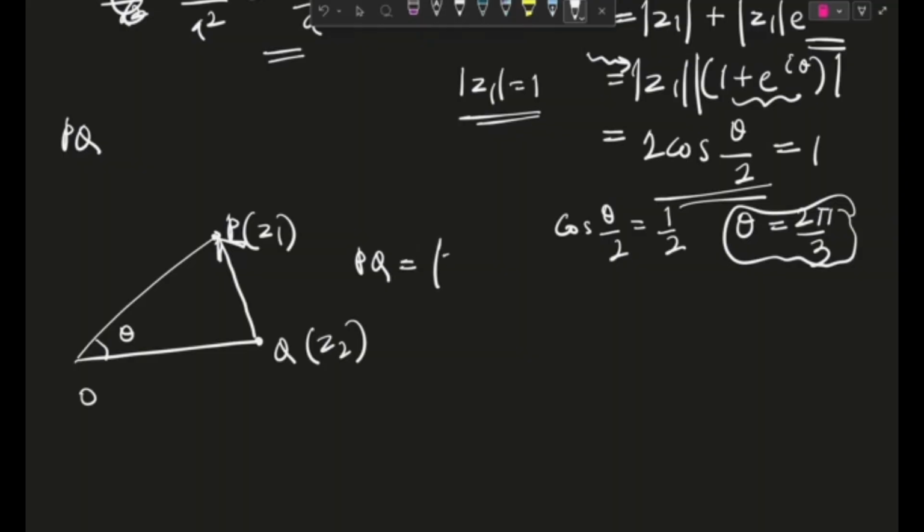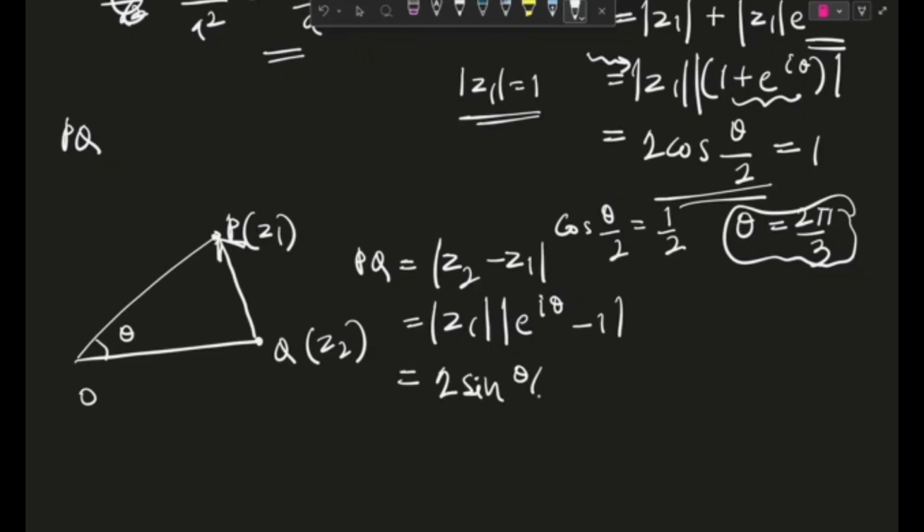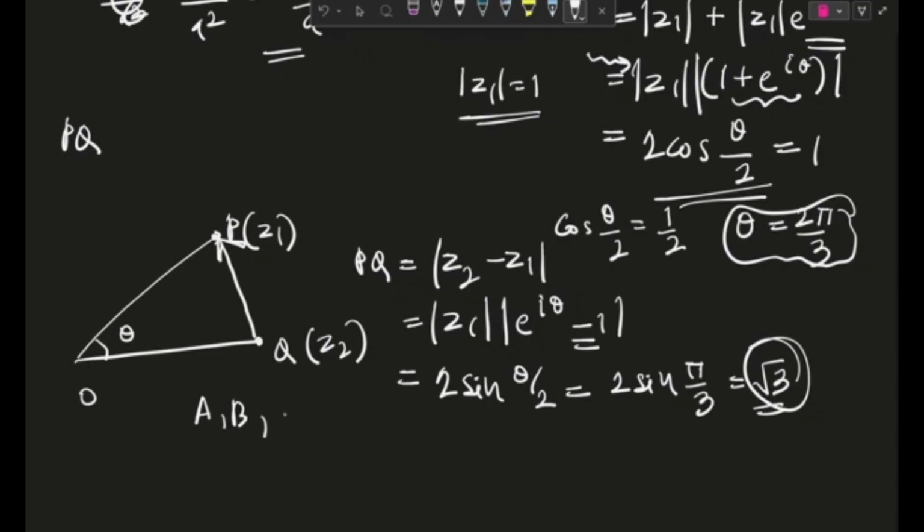So PQ is mod z2 minus z1, which is mod z1 times e power i theta minus 1. Now if you put cos theta plus i sin theta and manipulate, this is actually 2 sin theta by 2, because it's minus 1. So 2 sin theta by 2, and this is 2 sine of pi by 3. So 2 sine 60 degrees. So this is root 3. So basically all our options are correct for this particular question. So that's it, guys. I will proceed to the next question now.